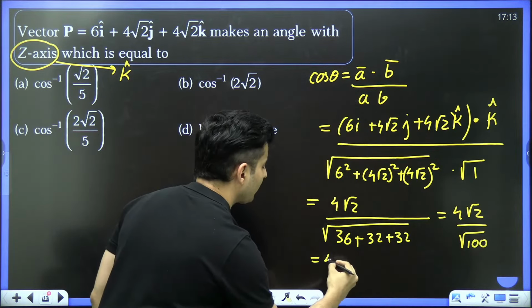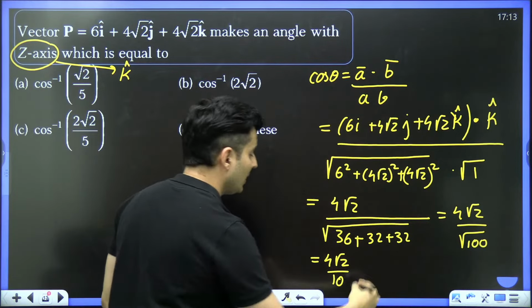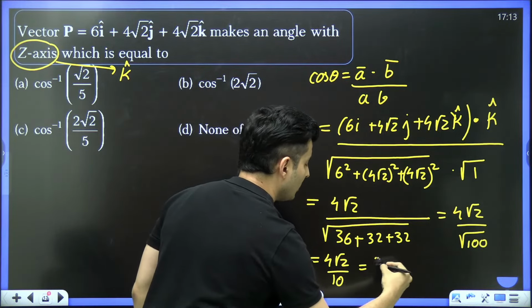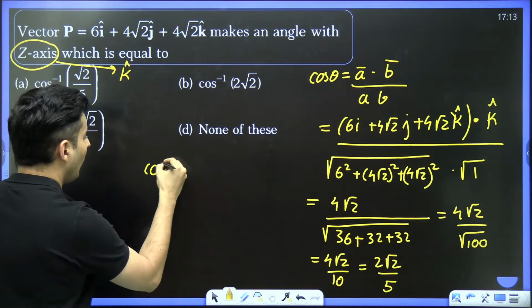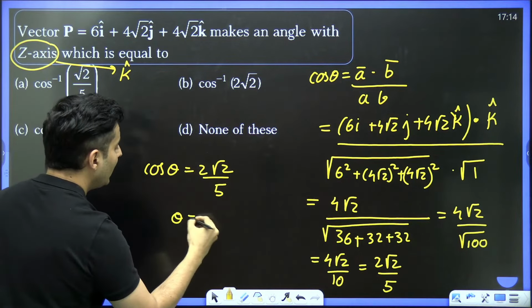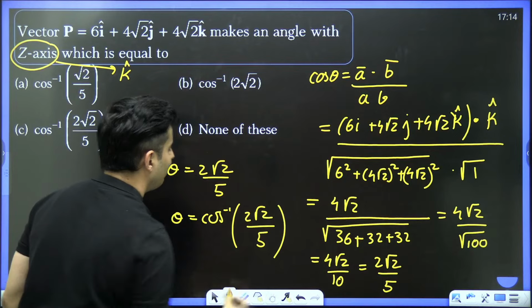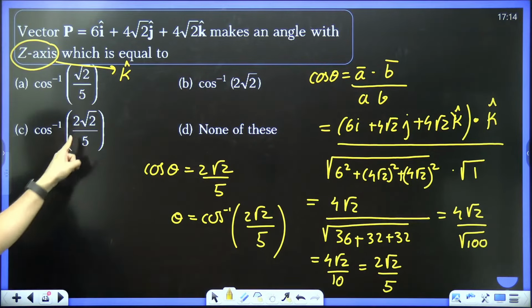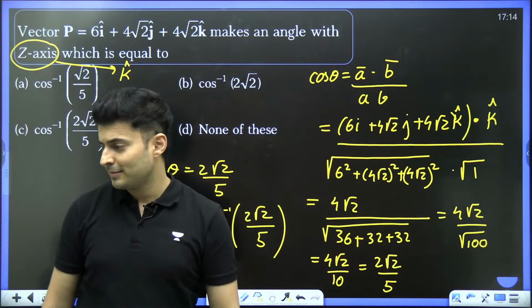Root of 100, my dear warriors, is nothing but 10. That's it. So you can divide by 2, so this will become 2 root 2 divided by 5. That means cos theta is 2 root 2 divided by 5. So theta will be cos inverse of 2 root 2 divided by 5. That's option C. C for Captain Shreyas. That's the correct answer.